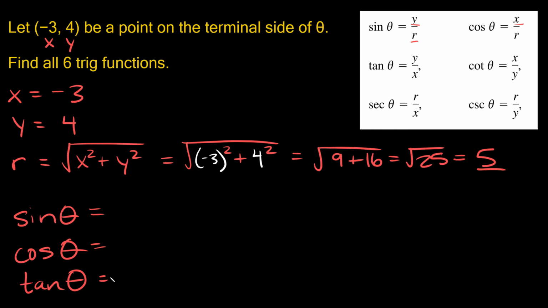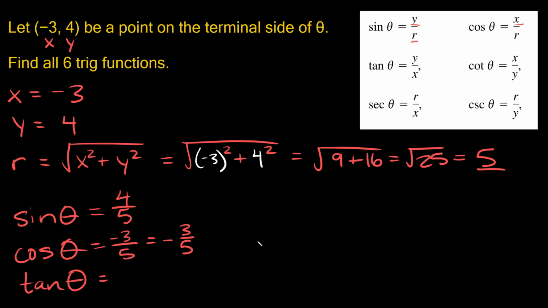So first of all, the sine of theta is going to be y over r. So y is 4 and r is 5. All right, so the sine of theta is equal to 4/5. The cosine of theta is x over r, so that's going to be -3 over 5, or we can just put the negative sign out in front, so we could write it as -3/5. All right, either one of these would work.